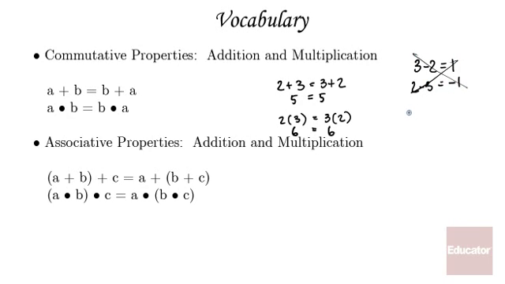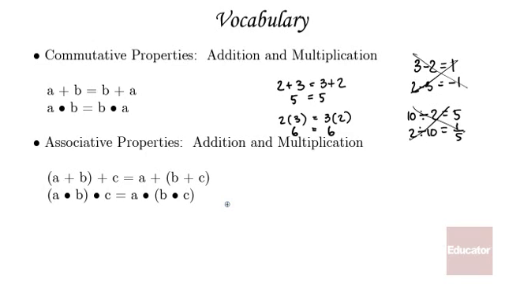And same goes with division. If you did 10 divided by 2, you would have 5, but if you did 2 divided by 10, you would have 1/5. So notice once again here, you would not get the same answer for division. So order does matter for subtraction and division, but the commutative properties of addition and multiplication tell us that we have the freedom to switch the numbers around.